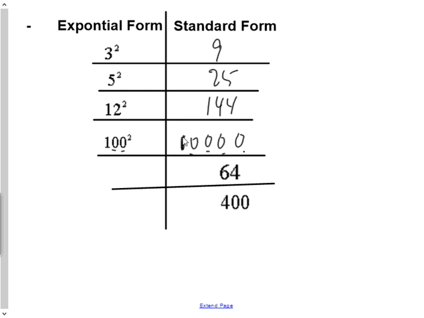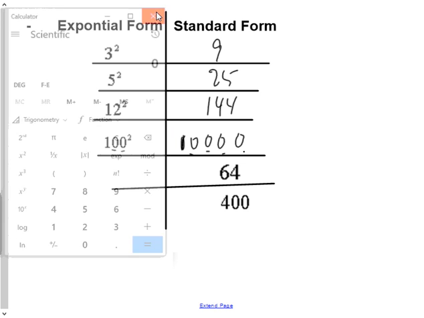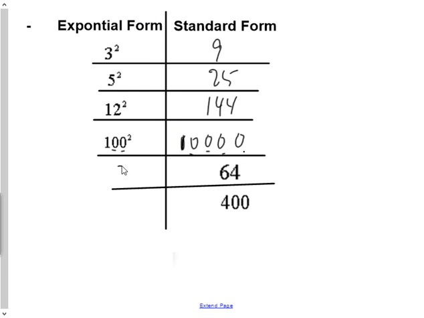64 squared, I'll use my calculator. 64 is the standard form, so it is 8 squared. And 400, we know if it's on our wall, is 20 squared. 6 points for that question.